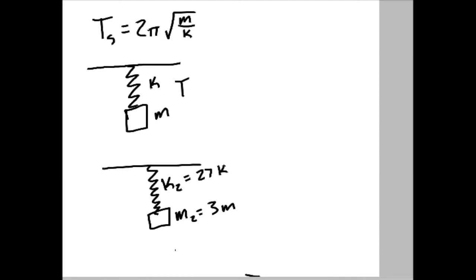Okay, so I'm going to give you just a minute and look at this. Get this bottom spring's period, and I want how it's related to the previous spring. So it's got a spring constant that's 27 times the original, and it's got a mass that's 3 times the original. And how does that period change?